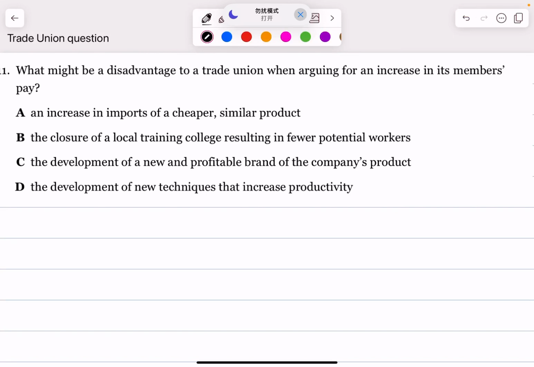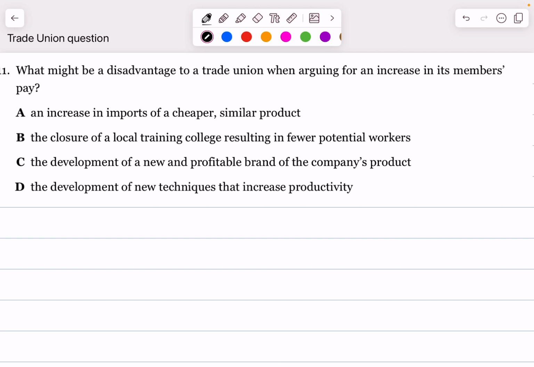Hello everyone, and today's question is from a past paper and is about trade unions. I learned this chapter maybe last Friday, and to be honest, this question is our homework. Okay, let's see.